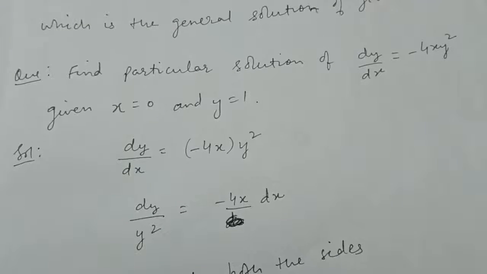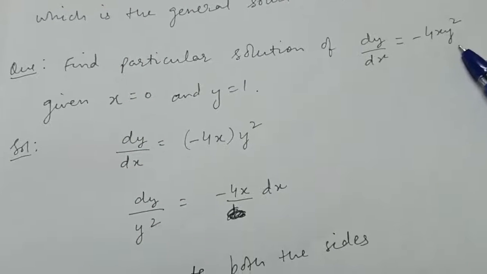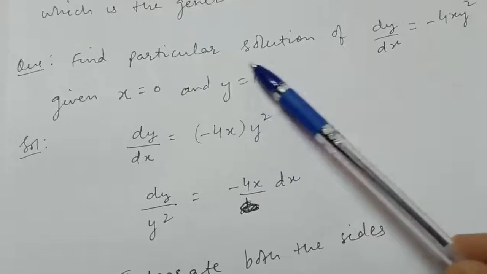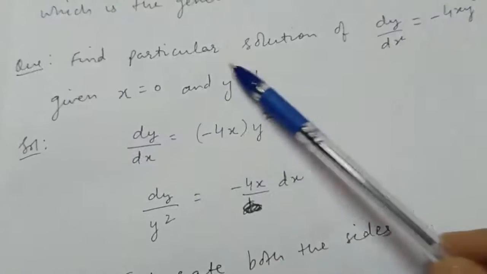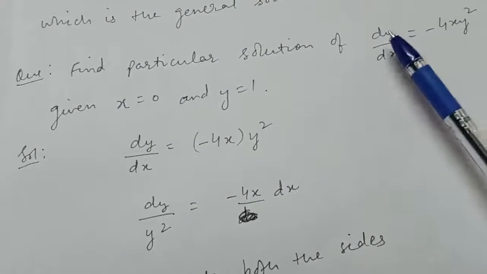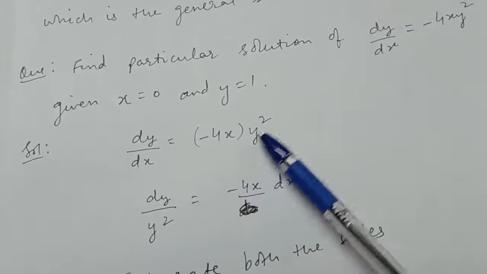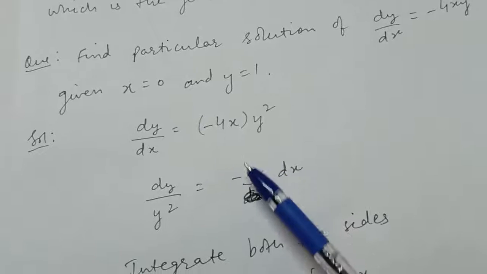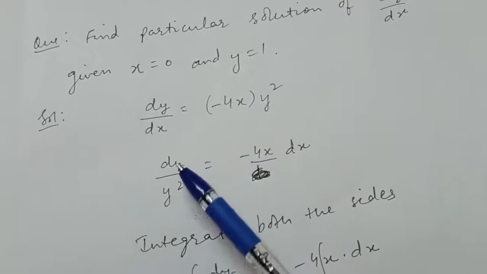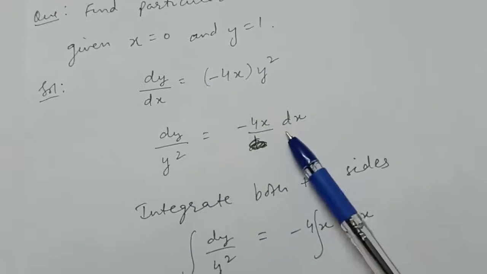Now the next question is to find the particular solution of dy by dx equal to minus 4xy square, given x is equal to 0 and y is equal to 1. See, this additional information is given only to find the particular solution. Now dy by dx equal to minus 4x into y square. So keeping the values of x here and taking the values of y this side, it will be dy upon y square equal to minus 4x. Take this dx this side, right?